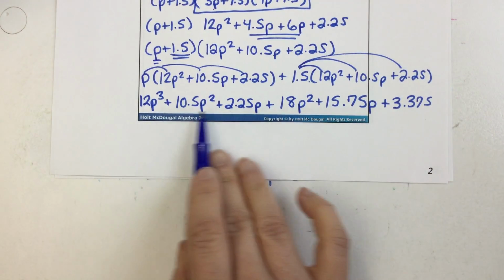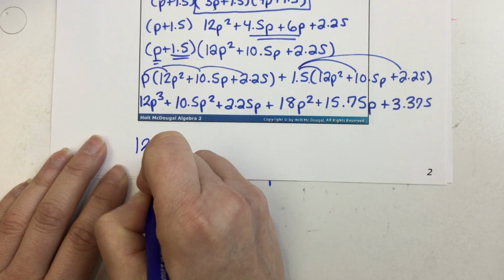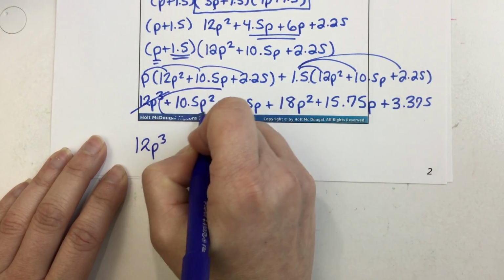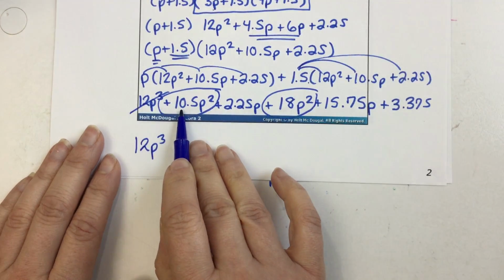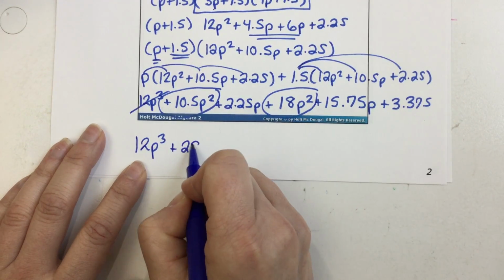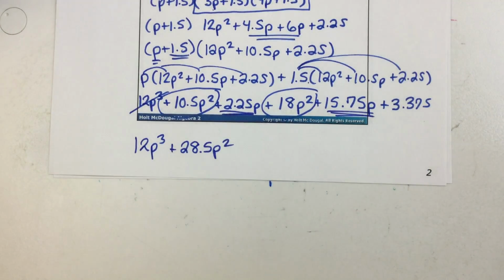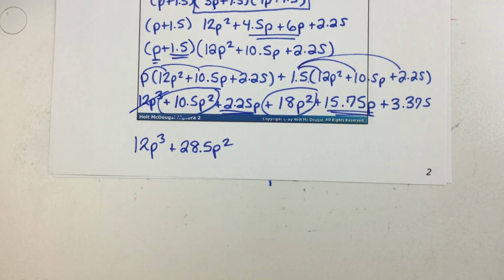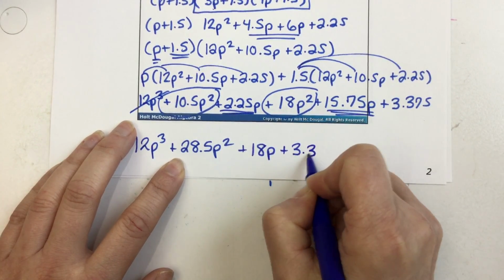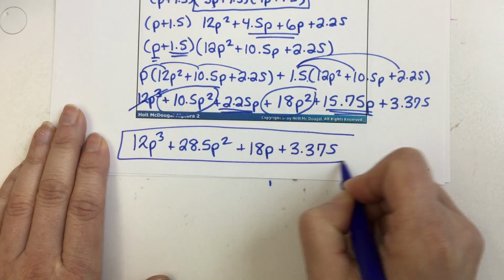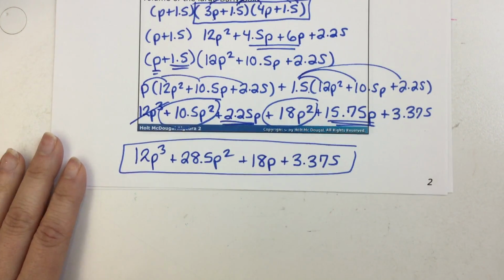That's because I only have one variable within the problem. The highest exponent is a cube, so 12p cubed goes first. This term has p squared, this term has p squared. So if I take 10.5 plus 18, I would have 28.5p squared. This has p, this has p. So 2.25 plus 15.75 is a nice number. We just have 18p plus our constant at the end is 3.375. This is the volume of the large burly box at that box company.